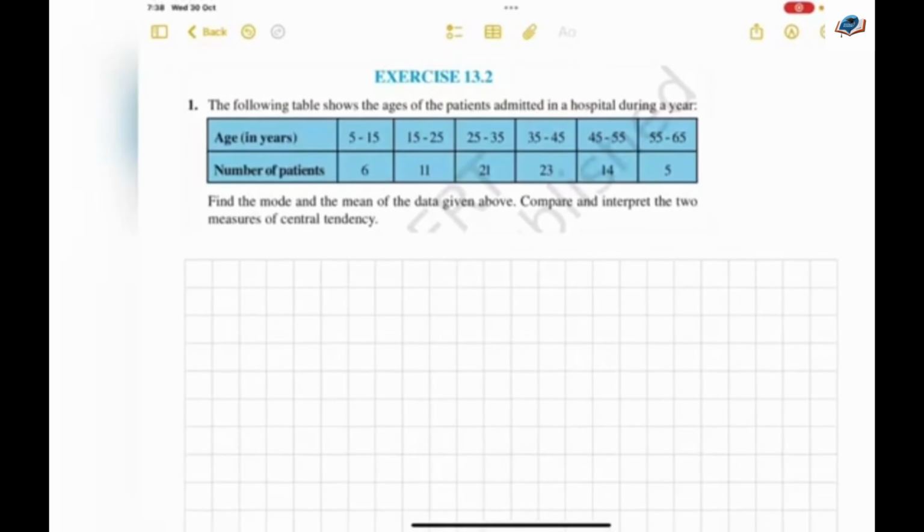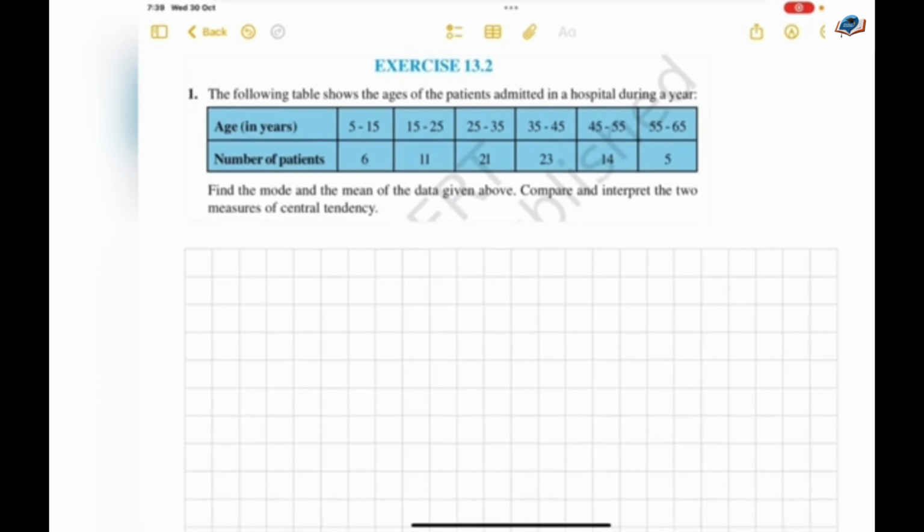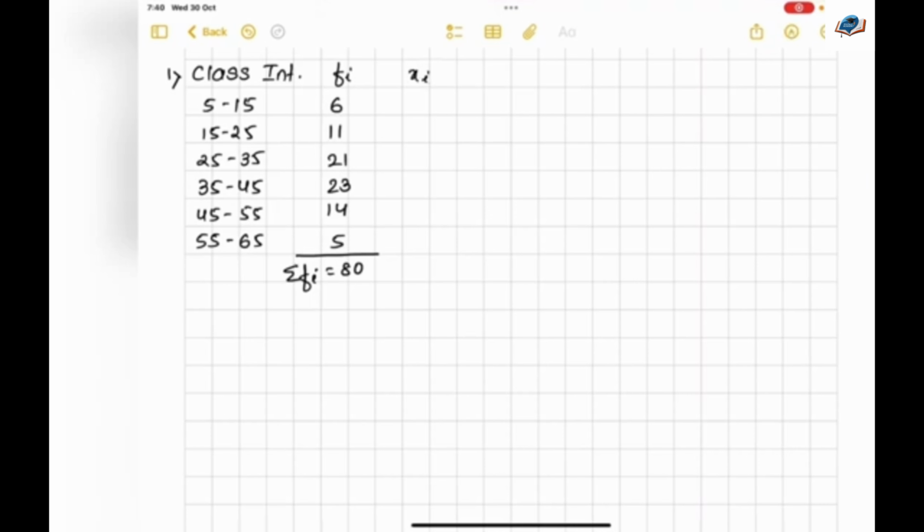Find the mode and the mean of the data given above. Compare and interpret the two measures of central tendency. So first let us find the mean. So class interval and fi I have written. Now same way I am doing xi. So 5 plus 15 divided by 2. So 10, 20, 30, 40, 50 and 60. So 30 I am taking as A. So di equal to xi minus A. So 10 minus 30 will be minus 20, minus 10, 0, 10, 20, 30.